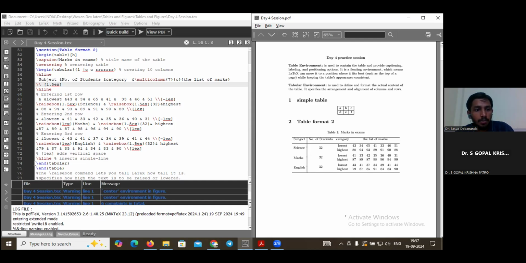Now between begin tabular and end tabular, you have to write the table environment, meaning whatever the table needs inside. Begin table and end table. Between these two, what do you have to write? The captions, and if you want the table in the center, right or left, those things you can write.